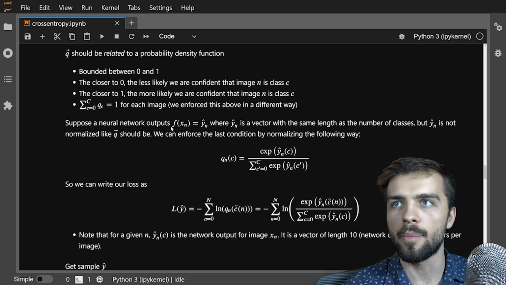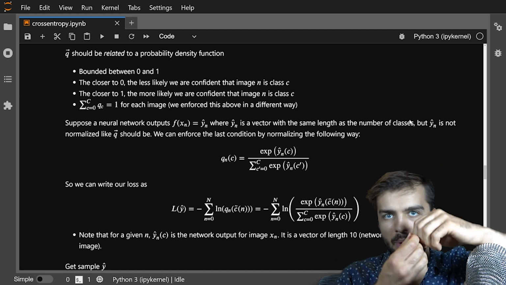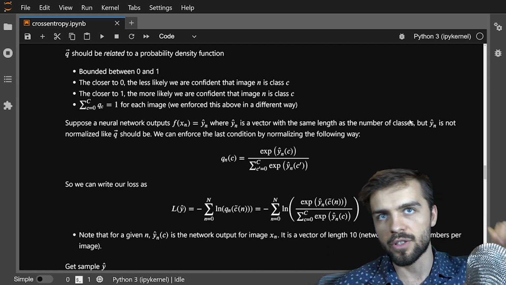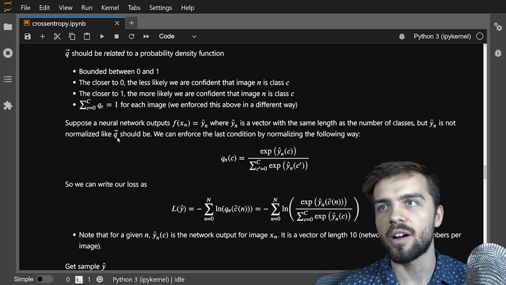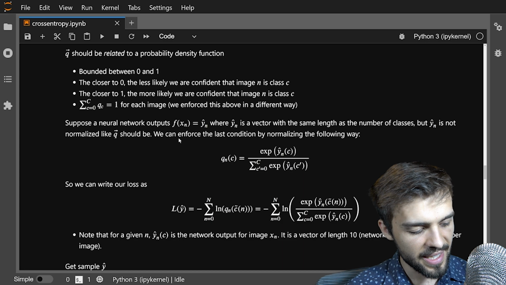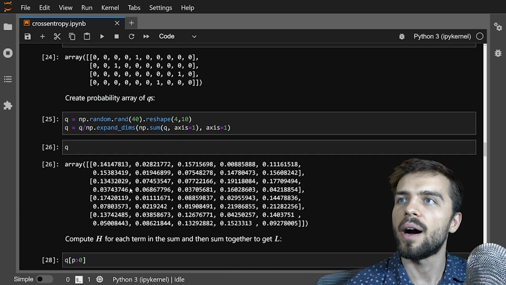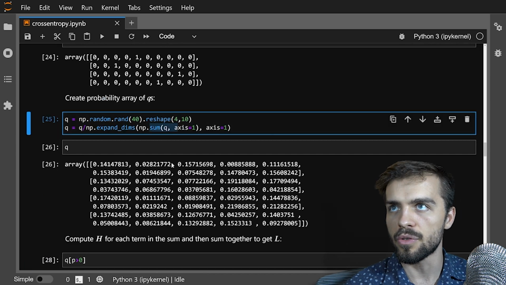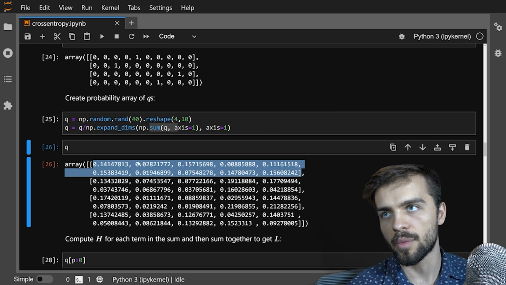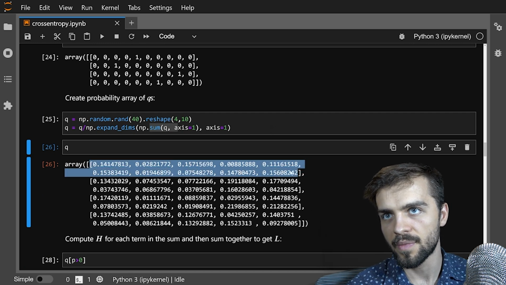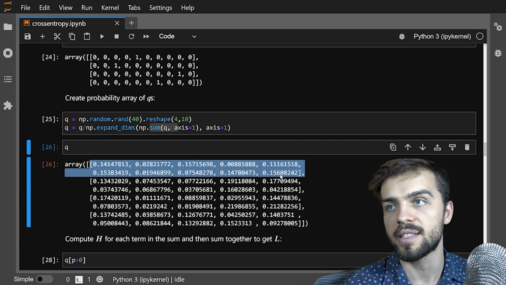And suppose a neural network outputs f of xn is yn hat, where yn hat is the same length as the number of classes. So maybe it's 5 classes, so yn hat is a vector of length 5, but it is not normalized because neural networks don't necessarily normalize in their output. And so we can enforce the last condition. This is one way to normalize. I was normalizing a different way above, by dividing by the sum of the Qs for each of the different arrays here. That's one way to normalize. So, for example, I treat this as a vector, and then I divide all of these by the sum of all these values, and that will normalize. That's one way to do it.